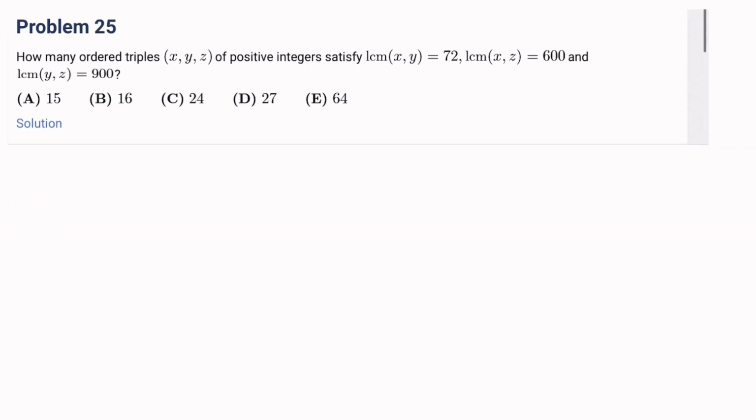Our last problem, number 25. How many ordered triples x, y, z of positive integers satisfy the LCM of x, y equals 72, LCM of x, z equals 600, and LCM of y, z equals 900?